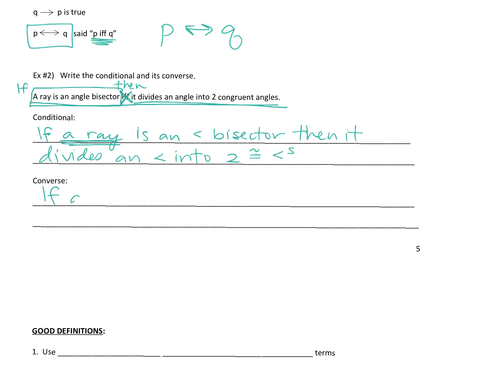So if a ray divides an angle into two congruent angles, then it's an angle bisector. Okay, so we just flipped them. Just leave your if-then, but flip your hypothesis and conclusion. Any questions on that?